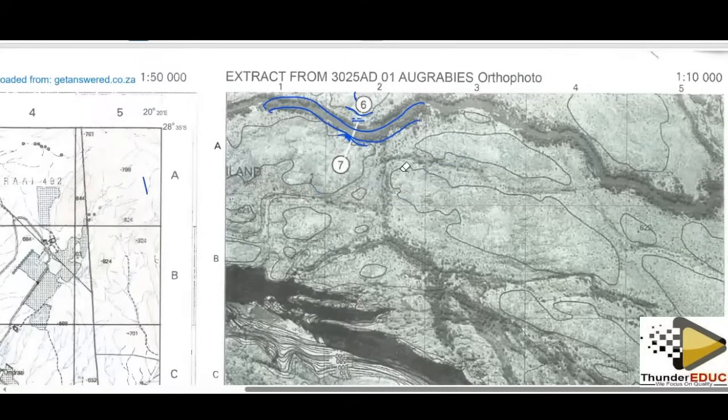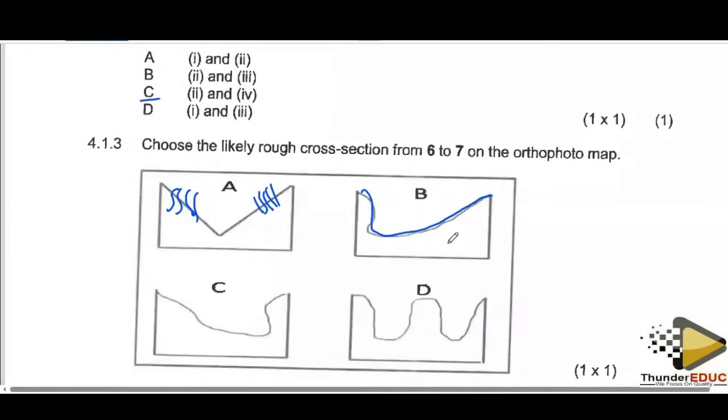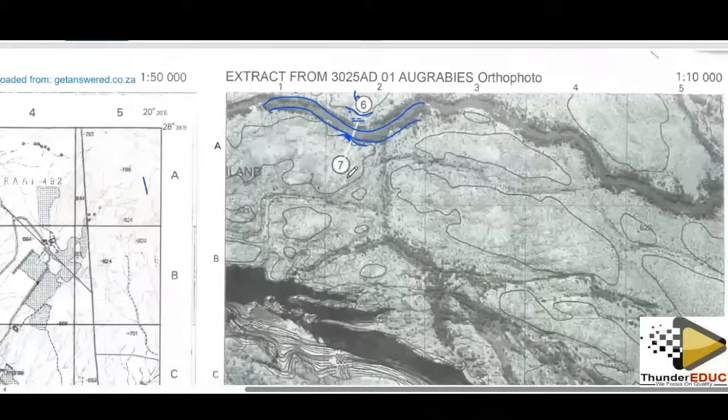Okay, you see on point 7, it's more gentle, right? It's more gentle, and this side is a bit steeper, because if you look, the contour lines are close to each other, which shows it's a bit steeper, and this side they are far apart, which is gentle. Now, coming back to option B, let's check on the map again, where is point 6 and 7. You can see point 7 is gentle, point 6 is steep.